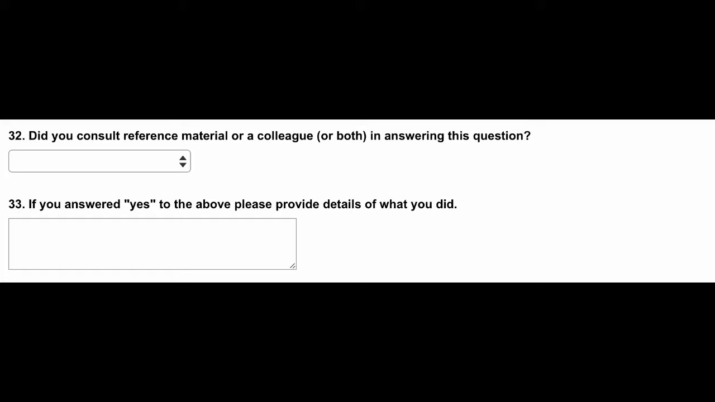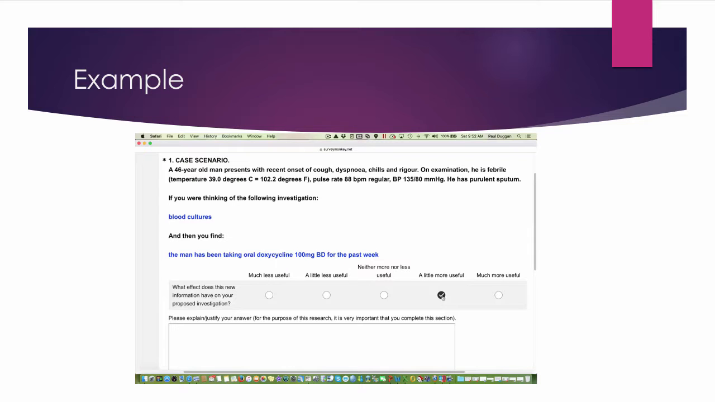If you are already familiar with the standard SCT, you will recognize that what has just been described is a modification of it. Let's look at an example.